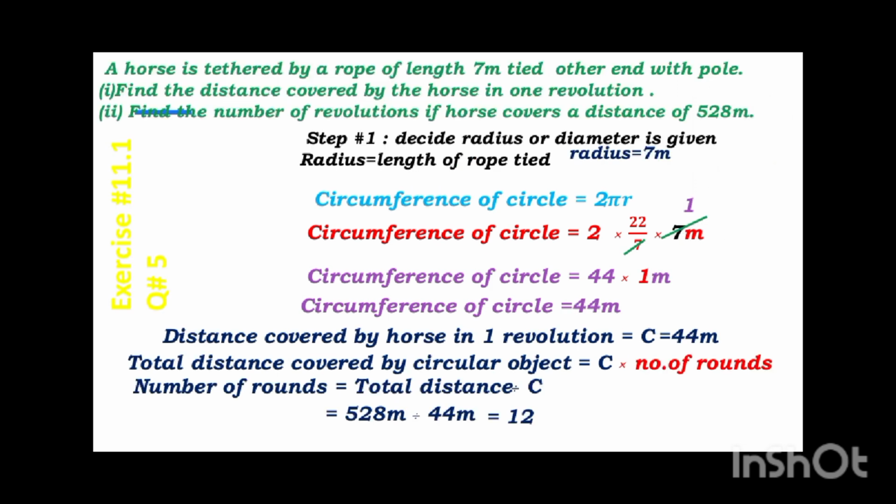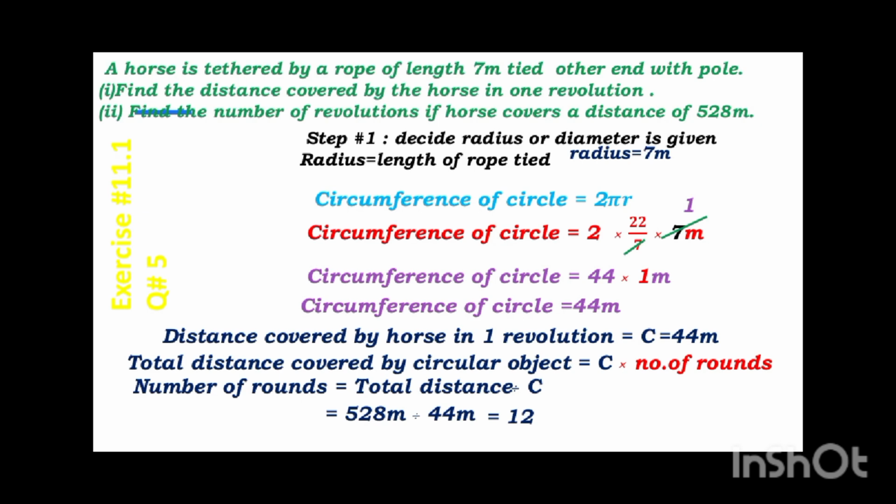Now a horse is tethered by a rope of length 7 meter tied to one end with a pole. Find distance covered by the horse in 1 revolution. Find number of revolutions if horse covers a distance of 528 meters. So step 1, you have to decide the radius, which is 7 meter. Then circumference is equal to 2 multiplied by 22 over 7 multiplied by 7 meter. Circumference is 44 multiplied by 1 meter. Circumference of circle is 44 meter. Distance covered by horse in 1 revolution is equal to circumference, which is 44 meter.